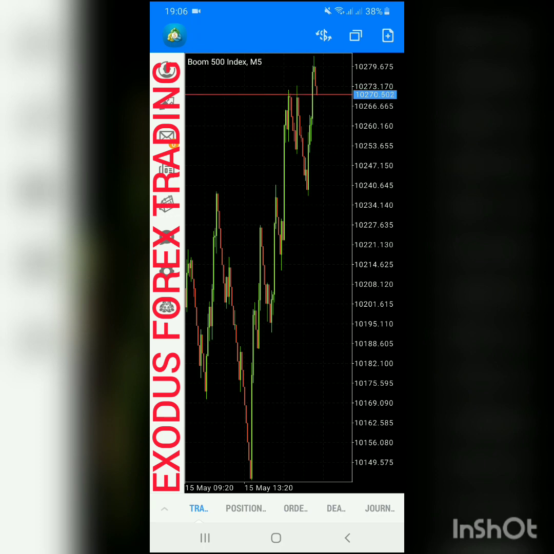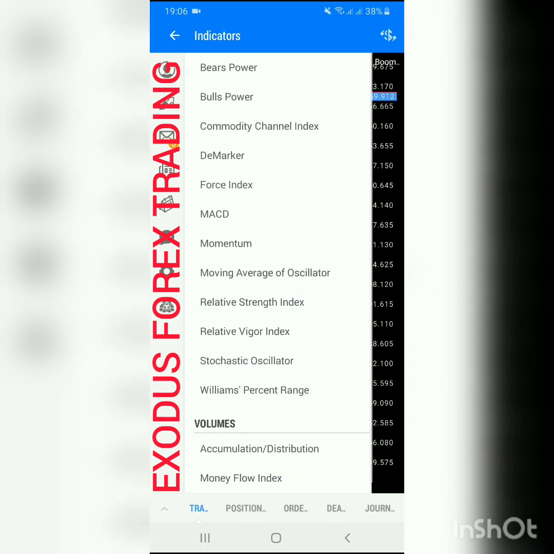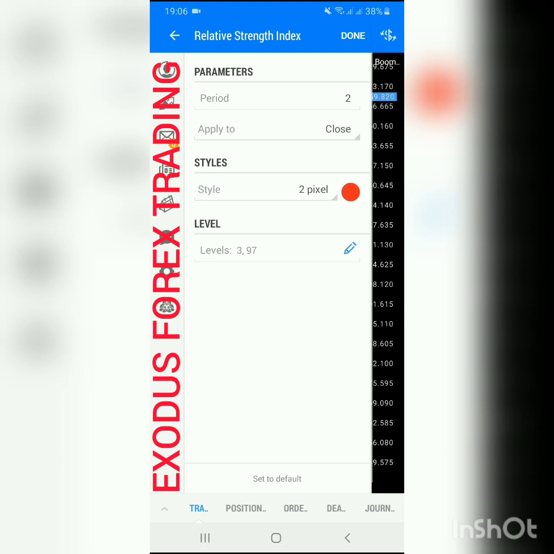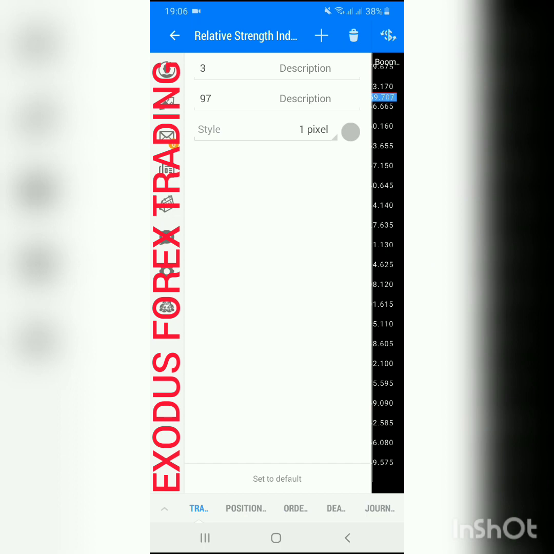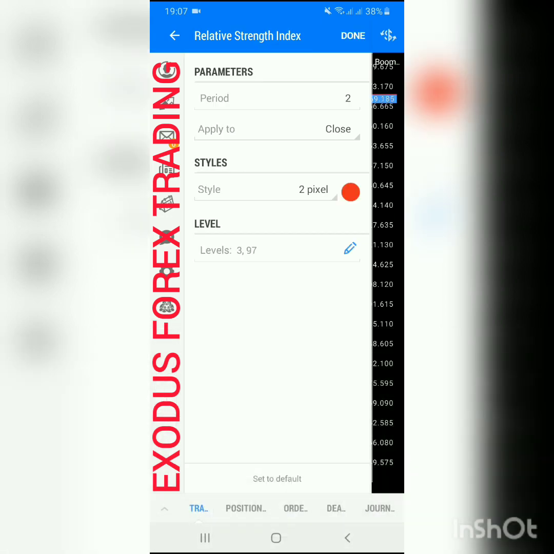So today we're just going to look at this one for boom and crash, but particularly we are on Boom 500. We are going to trade on the 5 minutes time frame, and the simple strategy is that we are going to trade RSI. So I'm going to add this Relative Strength Index here, and it's on period 2. The levels are 3 and 97. Here I can say buy, and here sell. Then you pick whichever color that you want, and there it is.